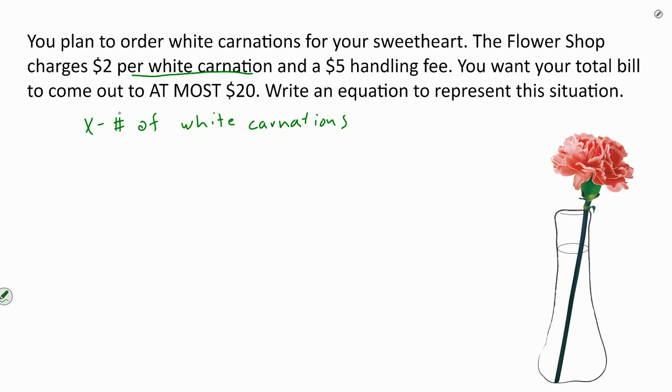So I've got $2 per white carnation and a $5 handling fee. Now, typically handling fees don't change. They just tack on $5 to whatever they're charging. So if I were to write this as an equation, I would do 2x, because I have $2 per carnation, so 2 times my carnations, x, plus my handling fee, 5, and we want it to be $20.